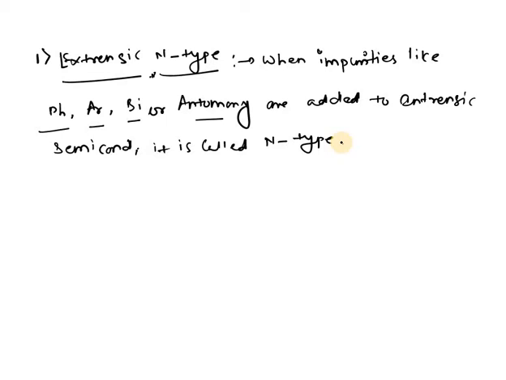Now here another important point comes into the picture: extrinsic semiconductors are also called impure semiconductors. We have to remember this point also. Why are they called impure? Because impurities are added into the pure semiconductor. So they are called extrinsic n-type semiconductor. Now in most of the exams they ask which type of impurities are added to form extrinsic n-type semiconductor. So we have four types typically: phosphorus, arsenic, bismuth and antimony.